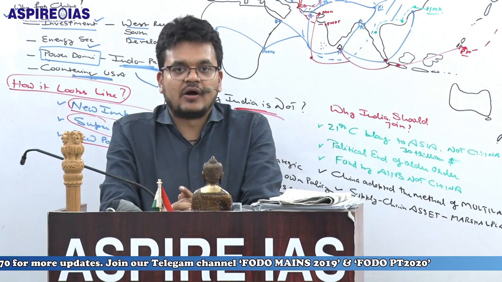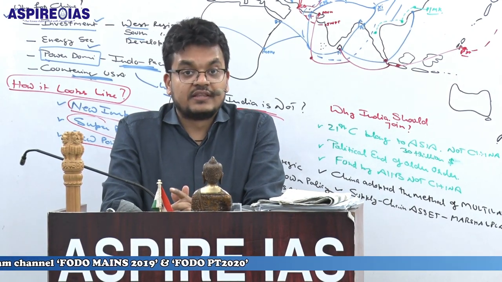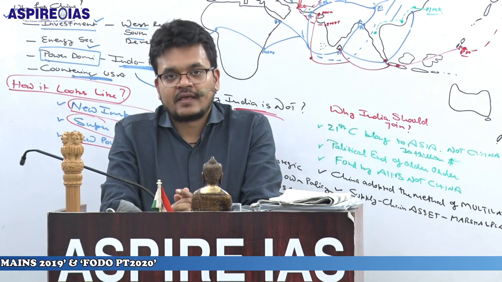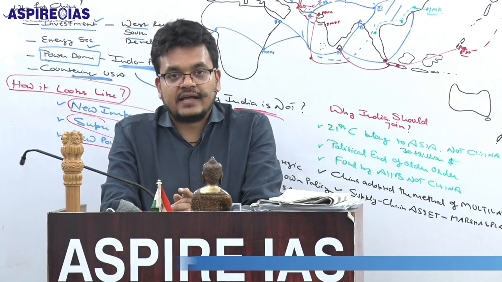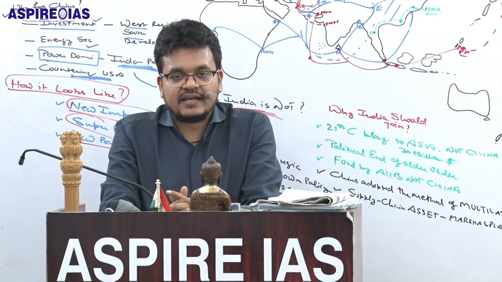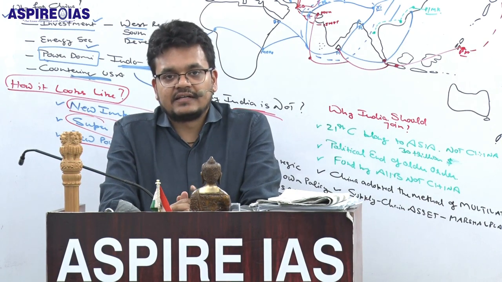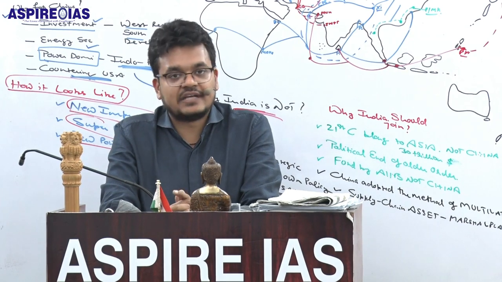That's why we came out with the policy of SAGAR: Security and Growth for All in the Region. Mausam, Indian Ocean Rim Association, as well as cultural ties, people to people ties. The evidence came through India's activation in West Asia as well as East Africa. Jai Hind.